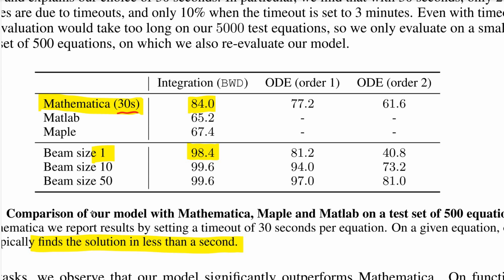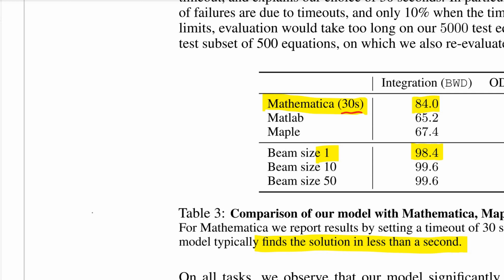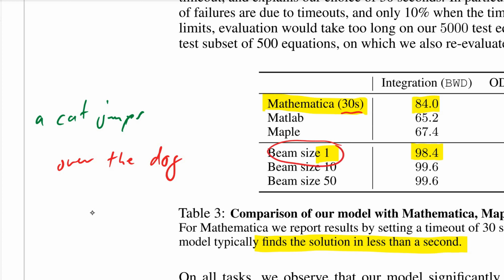Now what does the beam size mean? At decoding time, if you have a seq-to-seq model, you can always opt to do what's called beam search. When you have an input sequence, let's actually give an example: "A cat jumps", and you generate an output sequence. Let's say the task is simply to continue the sentence. The output sequence could be "over the dog". This would be called beam size 1, or no beam search at all.